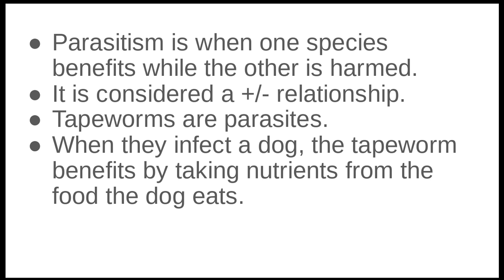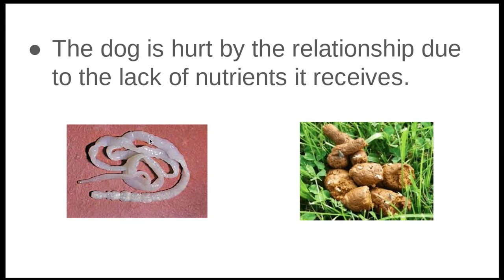It's a plus-minus relationship. Tapeworms are parasites. They infect mammals like dogs, and they benefit by taking the nutrients away from the food that the dog eats. They live there in the intestines. This is what they look like. And they just suck up the nutrients from all the food the dog eats. The dog is hurt by this because the dog doesn't get the nutrients it needs to survive, and it will begin to waste away. And even though it's eating, it will begin to starve.